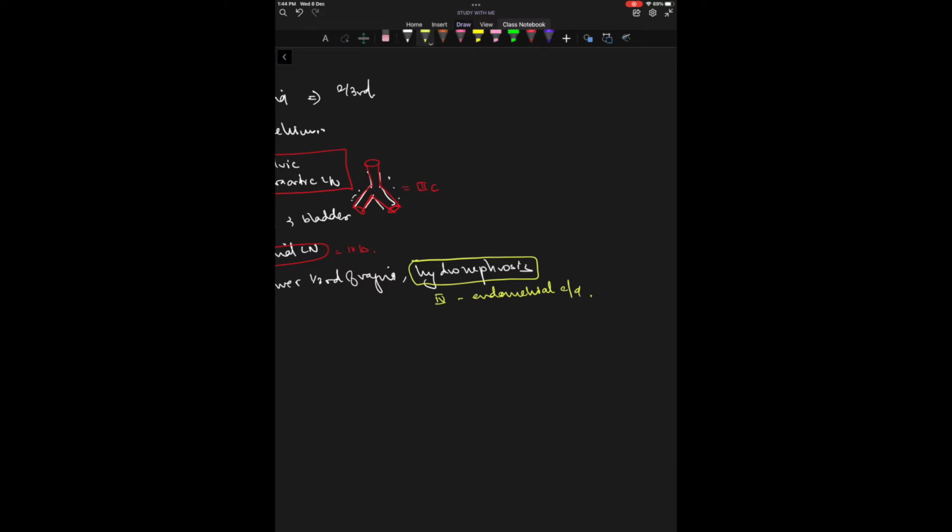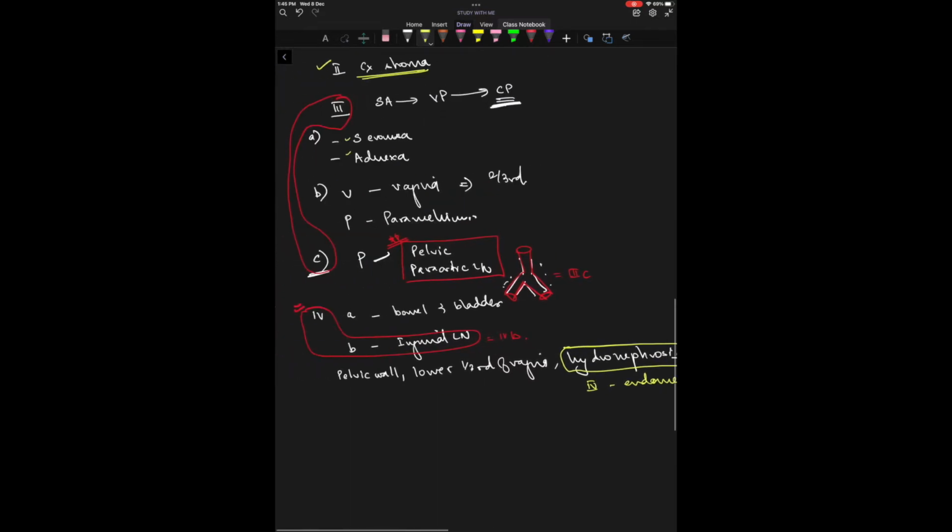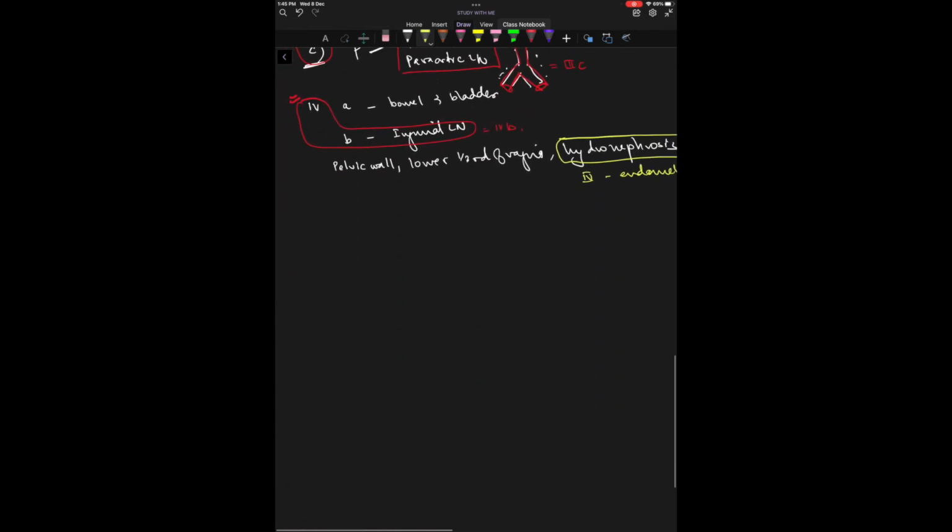Alright, now coming to the management part. So for any endometrial cancer, remember the management is total abdominal hysterectomy plus bilateral salpingo-oophorectomy. That is, you take out the uterus, you take out both the ovaries along with the fallopian tubes. Then we do a post-op radiotherapy along with a lymph node dissection.